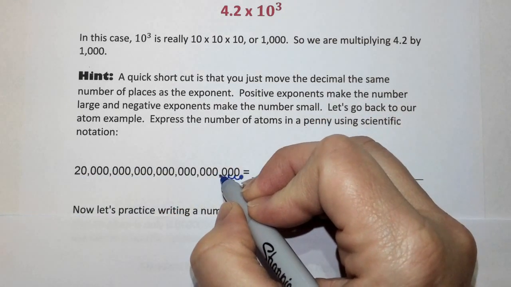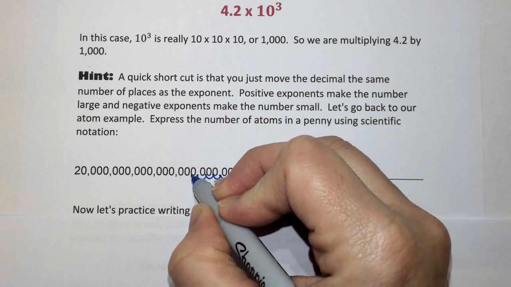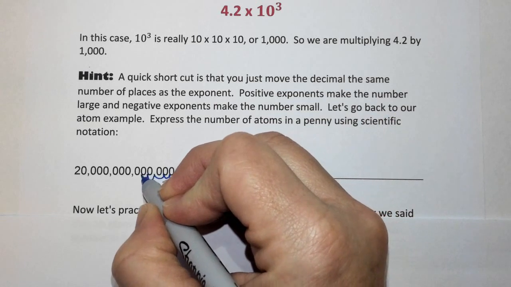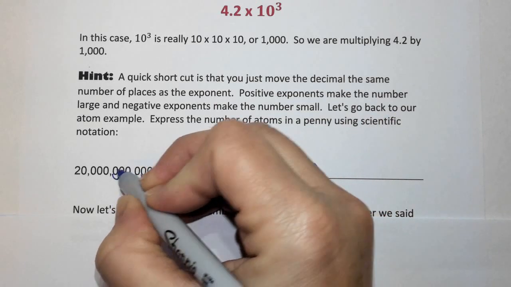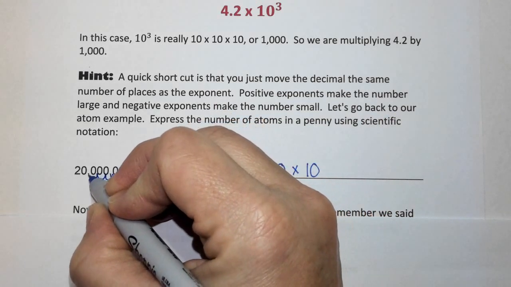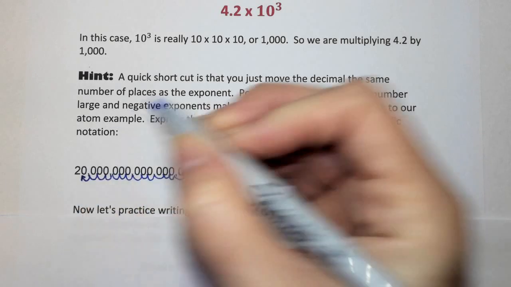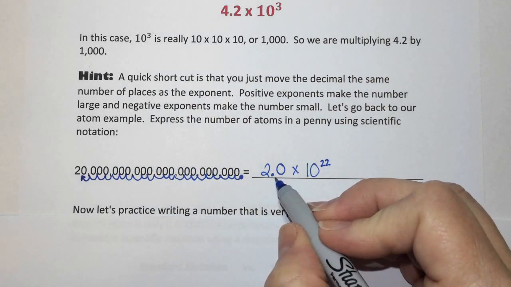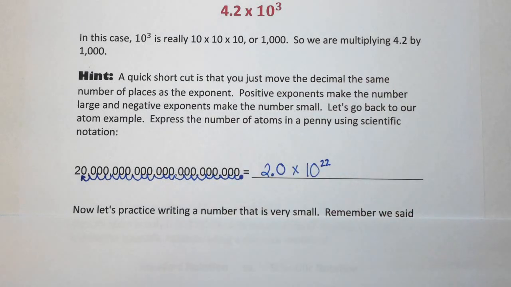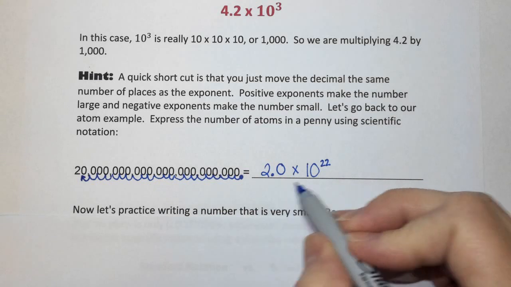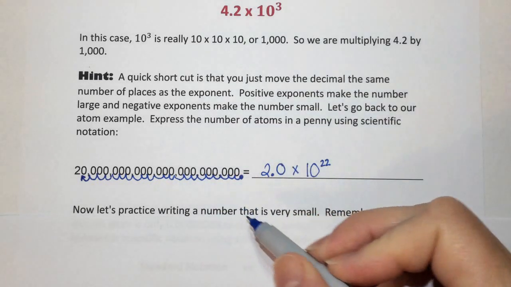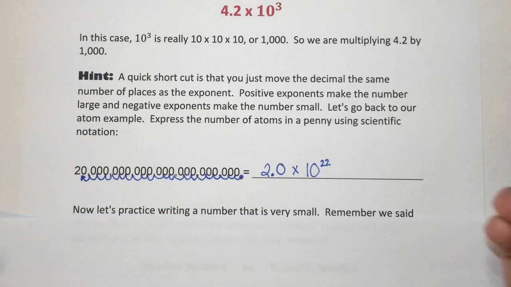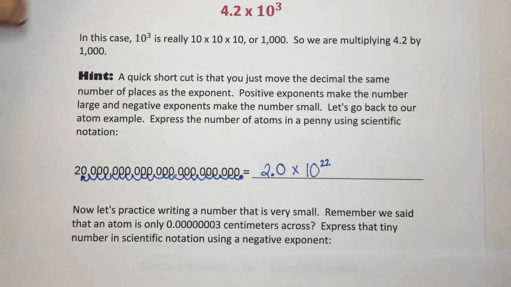1, 2, 3, 4, 5, 6, 7, 8, 9, 10, 11, 12, 13, 14, 15, 16, 17, 18, 19, 20, 21, 22. I had to move this 22 spaces to make 2.0 that large. But if you're a scientist, you would probably rather look at a number like this rather than a number with that many zeros. So let's practice writing a number that's very small this time.